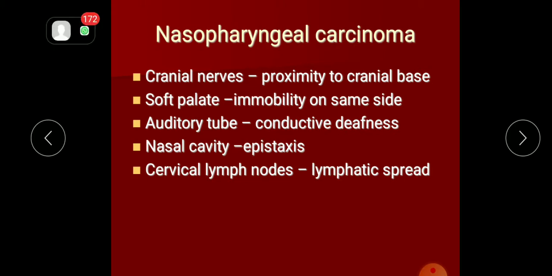So these two applied aspects of nasopharynx, one is posterior rhinoscopy and nasopharyngeal carcinoma, you should be able to remember. So I think I'll stop the nasopharynx there, and in the next session we'll deal with the oropharynx.